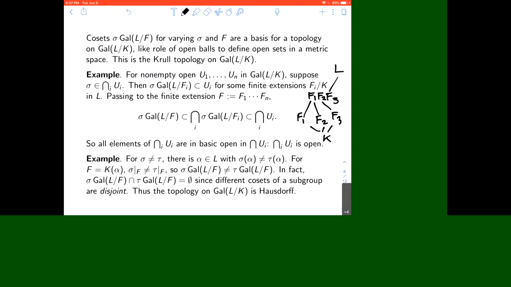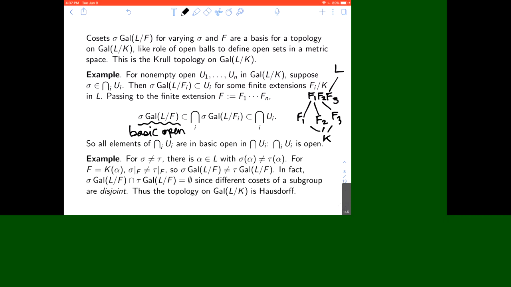And so that one basic open set around sigma is going to be inside all of those cosets, because that Galois group of L over F is inside all of the Galois groups of L over F_i. And that's inside the intersection. And so you see that the intersection of opens does contain a basic open around every point inside of it. And so the intersection of finitely many open sets is open.